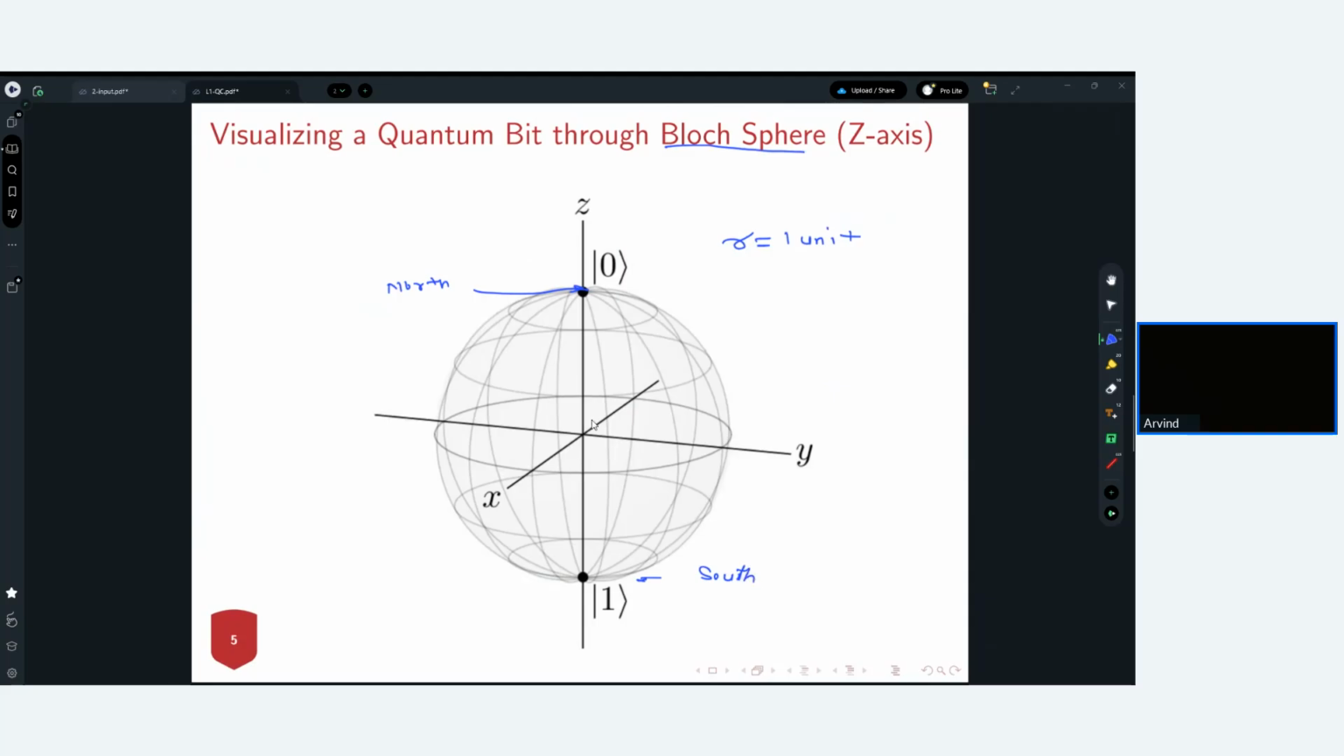Then the upper portion of the sphere is this, and this is the lower portion. This line that divides the sphere into two equal parts is called the equator.